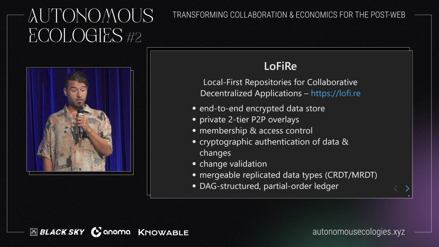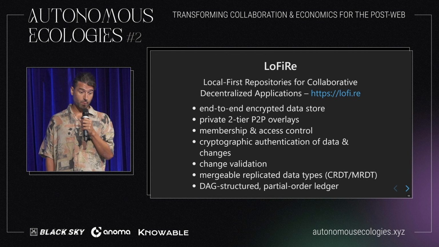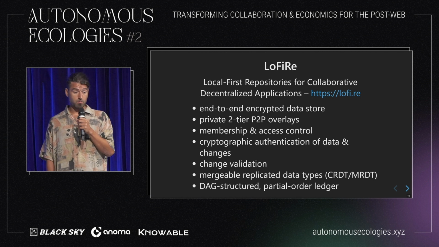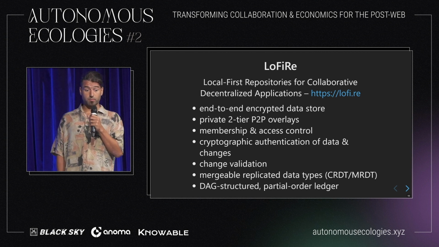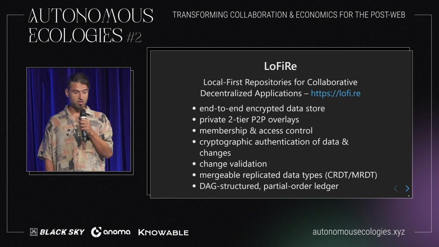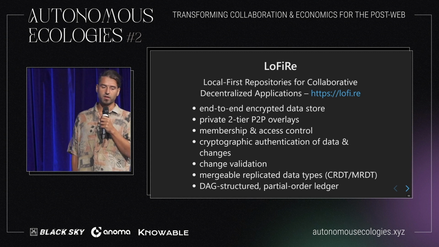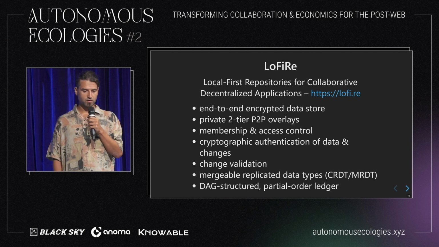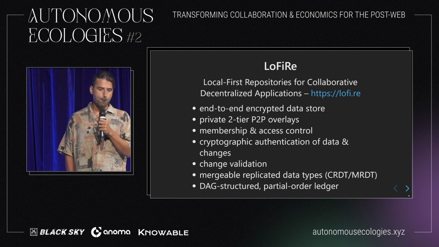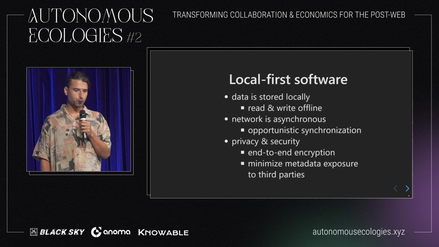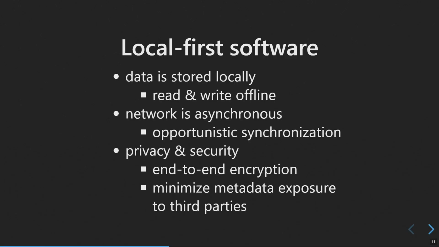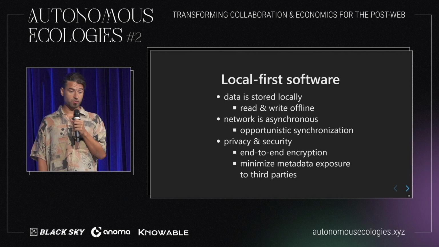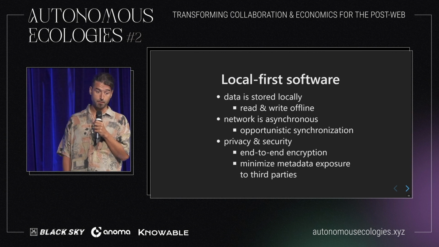So these data repositories allow membership and access control, cryptographic authentication of data and change validation, and they are based on mergeable replicated data types and the DAG structured partial order ledger. So now that's for context. Now I'm going to talk about what local first software means and how the network and data layer operates.